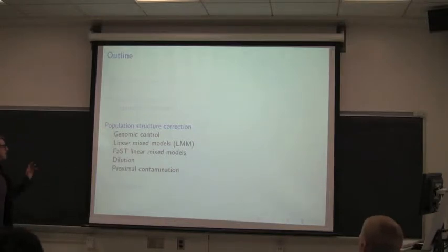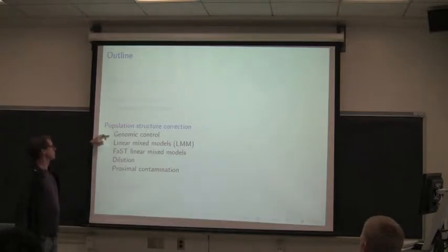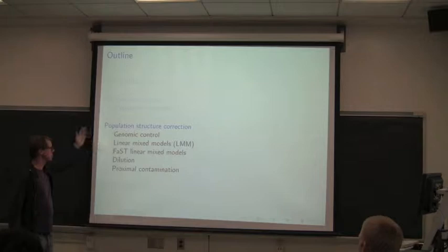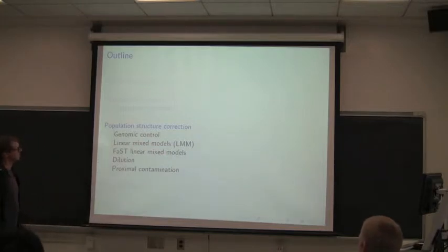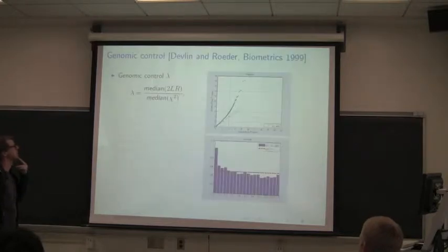And, well, various ways to correct for such population structure: genomic control, linear mixed models, and talk about several things that we found out about population structure correction using linear mixed models in our research.